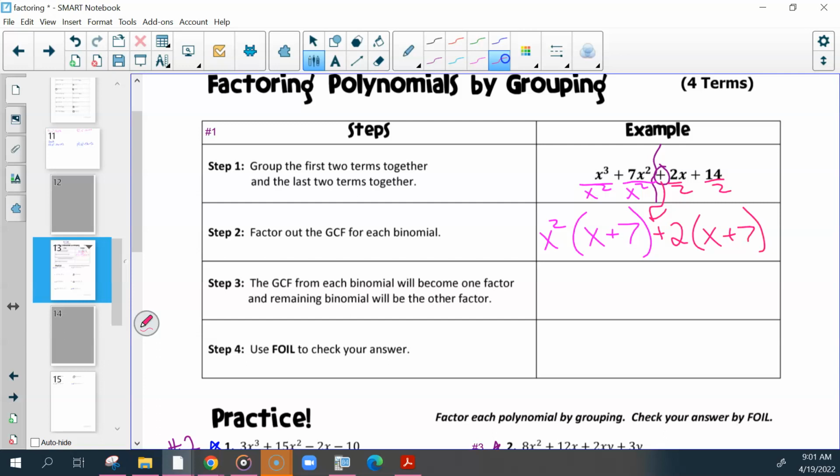Before we continue, what do you notice about this part? They both have x plus 7. Yeah. On the inside, we can call that the same. So if they both have the same inside, then we can do the next part. If they don't have the same inside, something is wrong, and you have to go back and fix it.